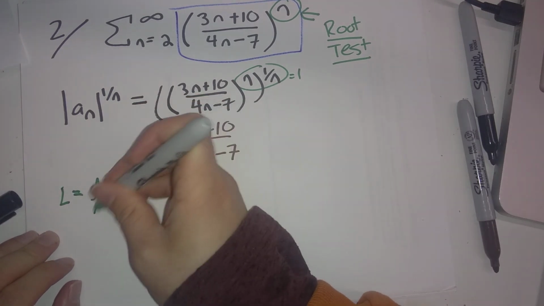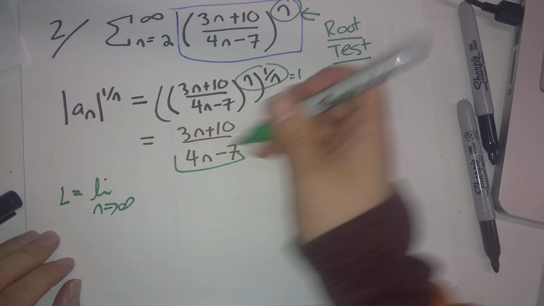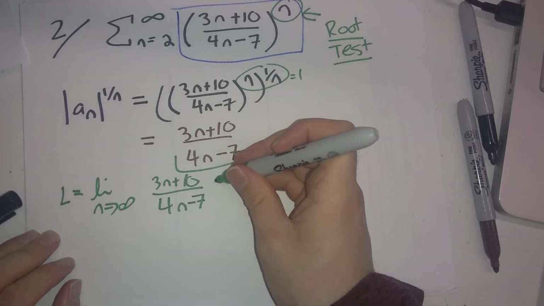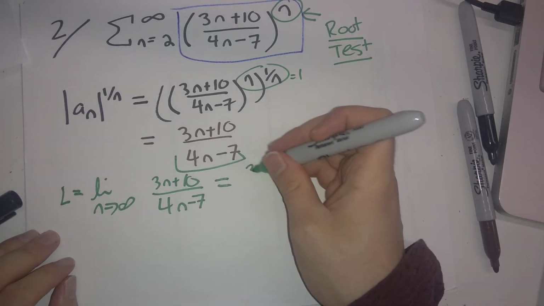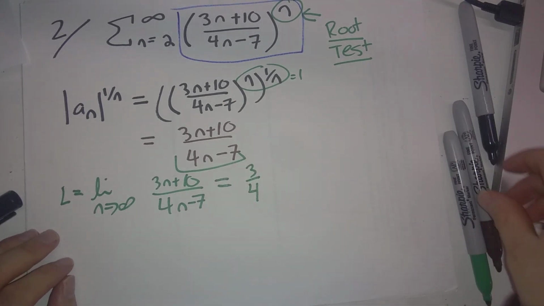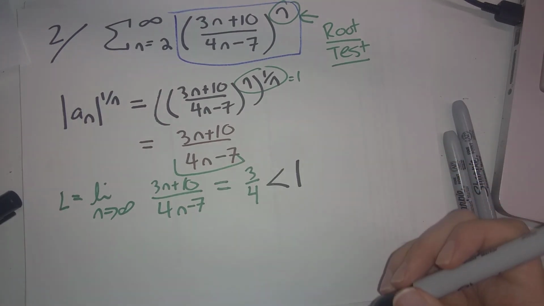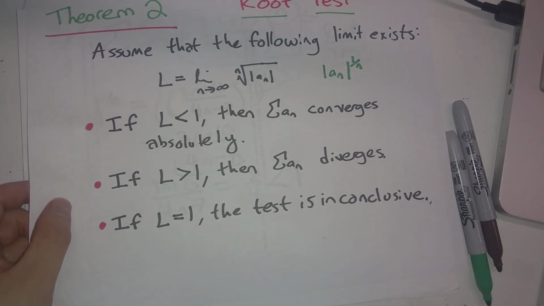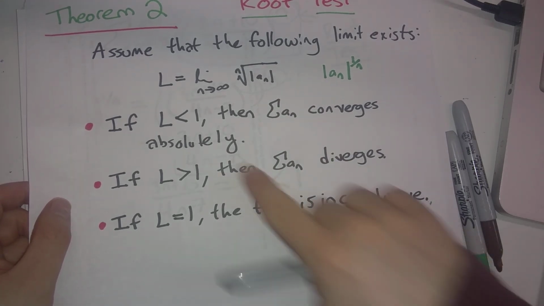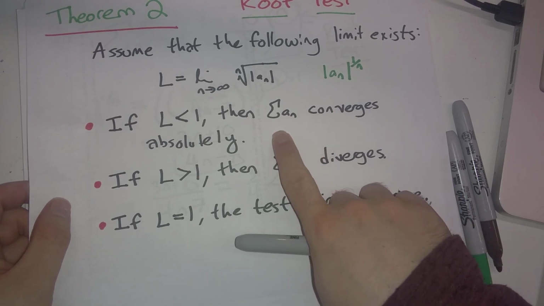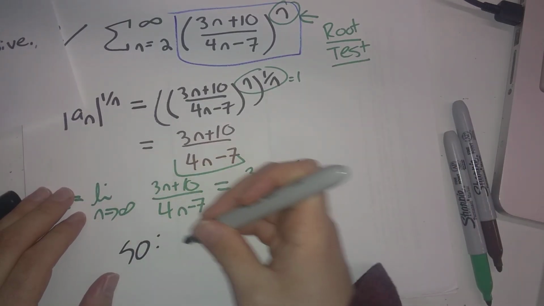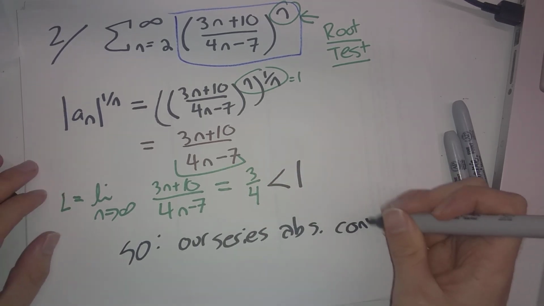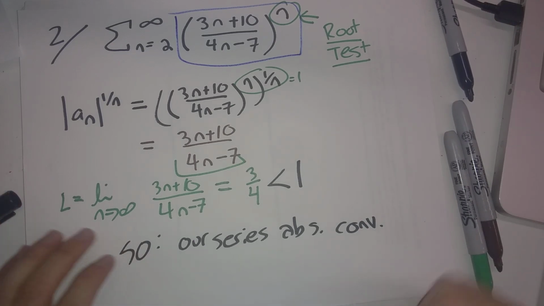So L is the limit as n goes to infinity of 3n plus 10 divided by 4n minus 7. And it's pretty easy to see that this is 3/4. Use L'Hopital's rule or something like that. And 3/4 is less than 1. So our limit here of the nth root of the terms is strictly less than 1. So we conclude that our series absolutely converges. So, a pretty straightforward application of the root test.